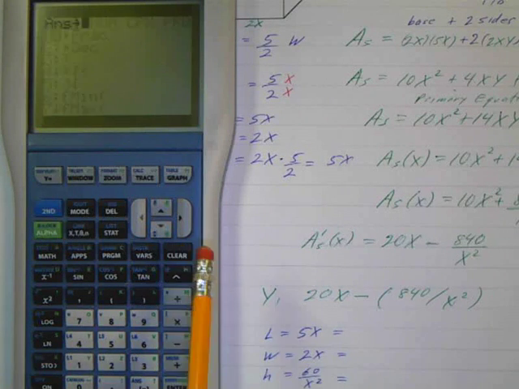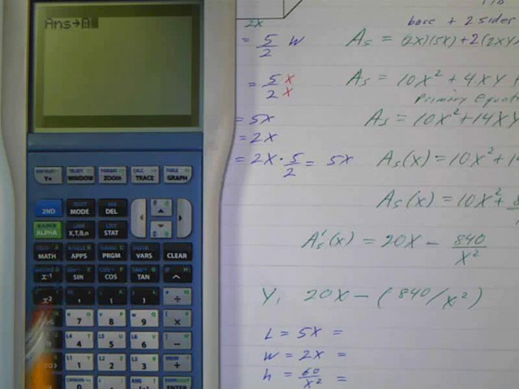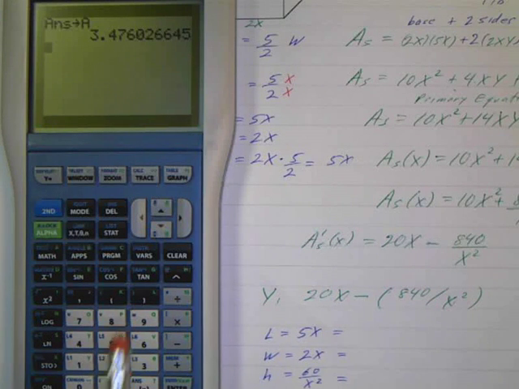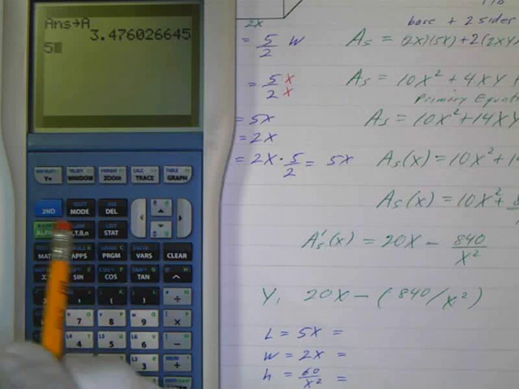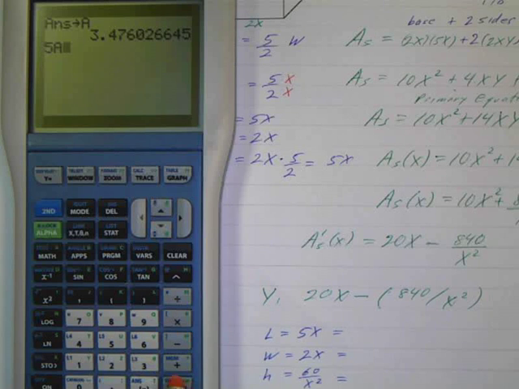Oops. Let's try this again. Alpha A. And that's going to take what was on my graph, what I had for X on my graph, and store that in alpha A, and I press enter, and there it is. Now my length is 5 times that, so I'm just going to go 5 times alpha A. And that's going to give me my length, which is about 17.38.